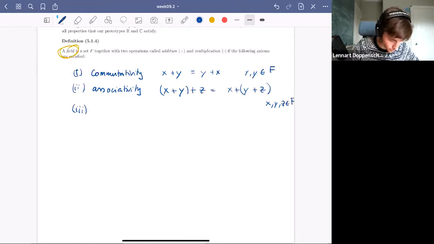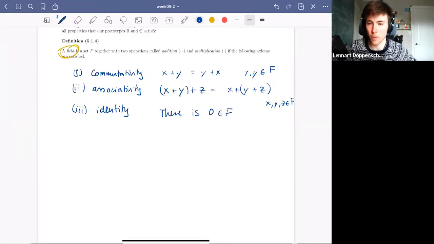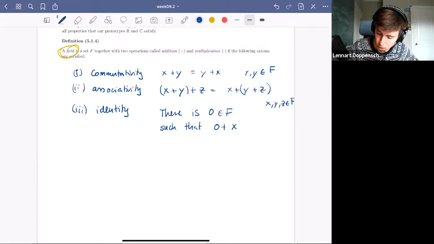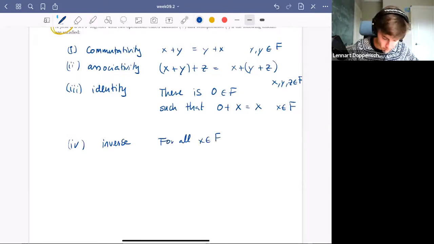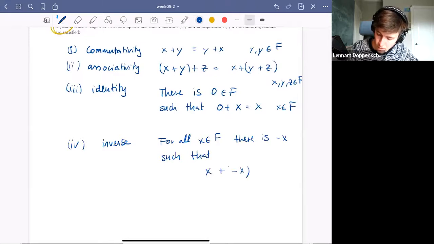Third axiom. There is a 0 element. So just like in a vector space, or the 0 real number, or the 0 complex number, so that if we add this to any number in the field, it doesn't change it. Next one is an inverse. For all elements in the field, there's an inverse, so that if you add the inverse to the element, it's going to be 0.